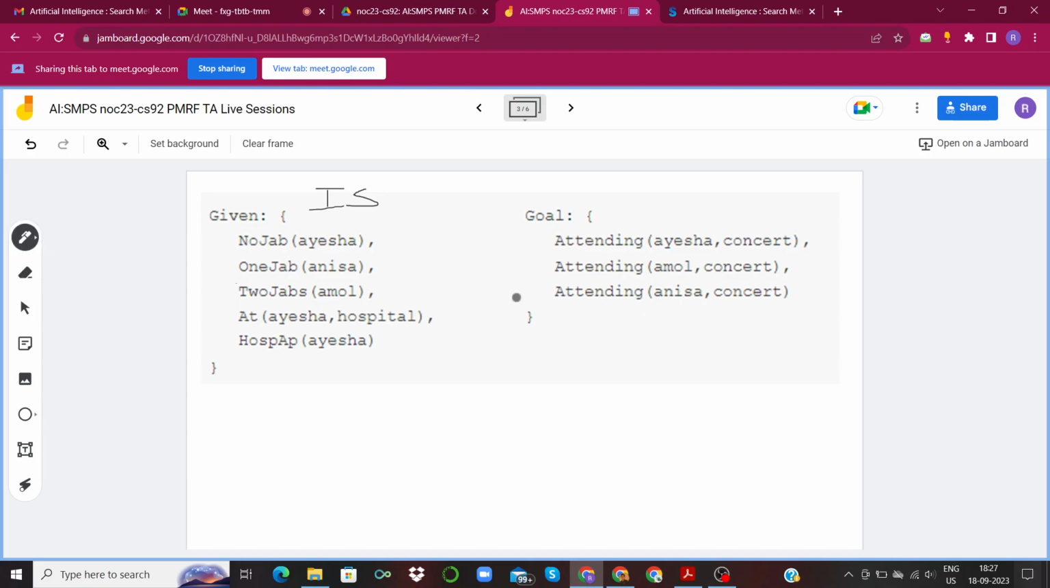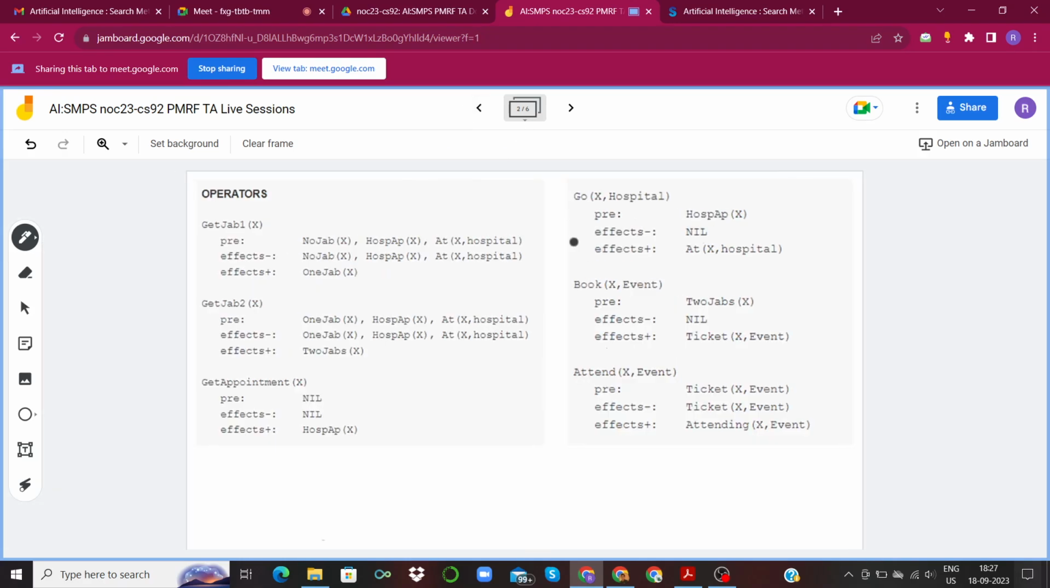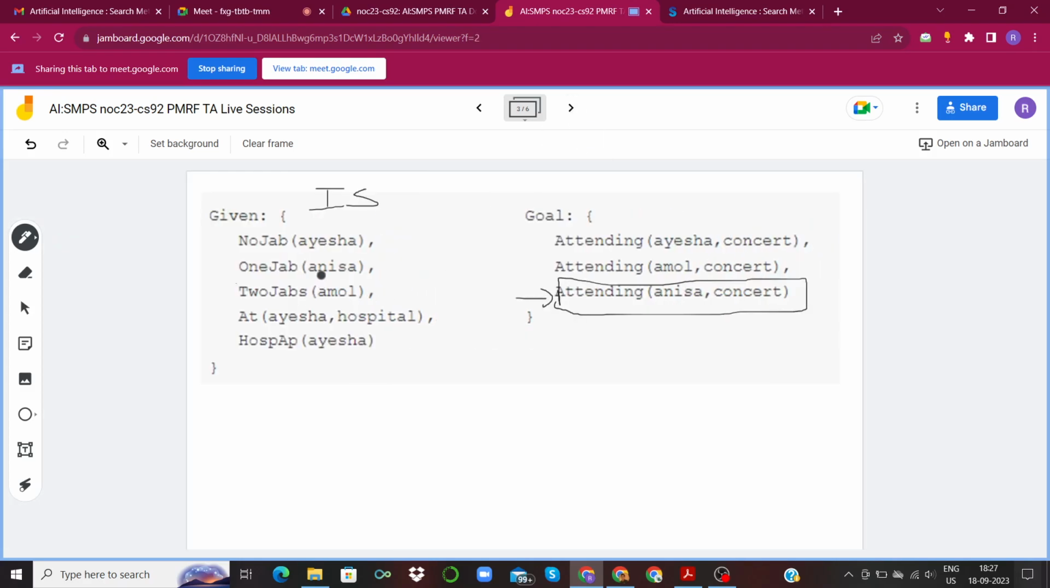Yeah, so again, in order for Anisa to attend a concert, she must have a ticket to the concert, right? And in order to get a ticket to the concert, she must have 2 jabs of vaccine. So as per the information in the initial state, does Anisa have 2 jabs of vaccine? No, we are told that Anisa has only 1 jab of vaccine. So first we will have to make Anisa take another jab of vaccine.